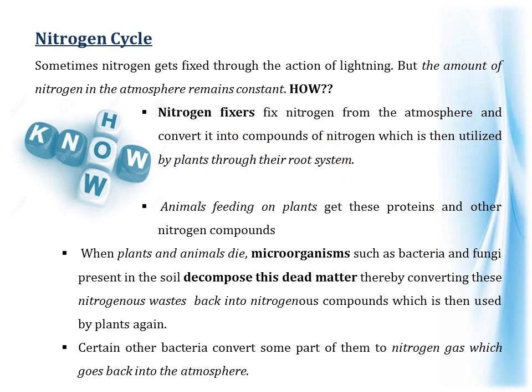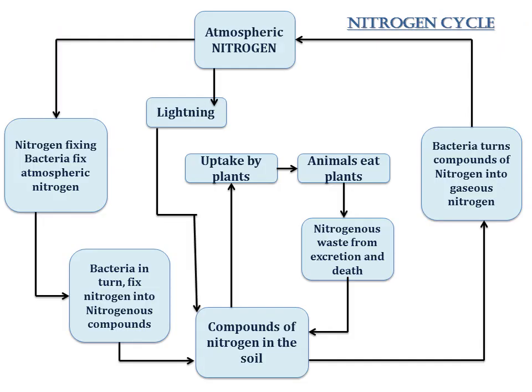Now let's study this in the form of a cycle. So this is the complete nitrogen cycle. The atmospheric nitrogen can be fixed in two ways. One is through nitrogen fixing bacteria and the other is through lightning. So let's see the first step. The atmospheric nitrogen is first fixed by nitrogen fixing bacteria, which in turn fix the nitrogen into nitrogenous compounds such as nitrates or ammonia or urea, and it is sent to the soil.